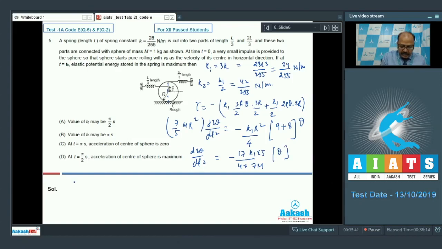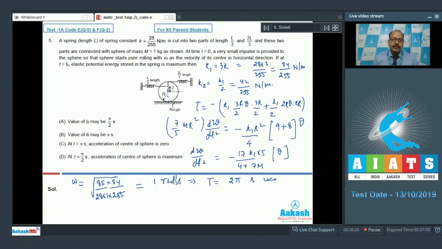This means omega, the angular frequency for oscillation, can be written as under root 85 K1. Let's put the value of K1, which is 84 upon 255, and then here we have 28 into m, which is 1. Let's simplify it further. We'll find that the value of omega turns out to be 1 radian per second. And this means the time period of oscillation is 2 pi by omega, that means 2 pi second.